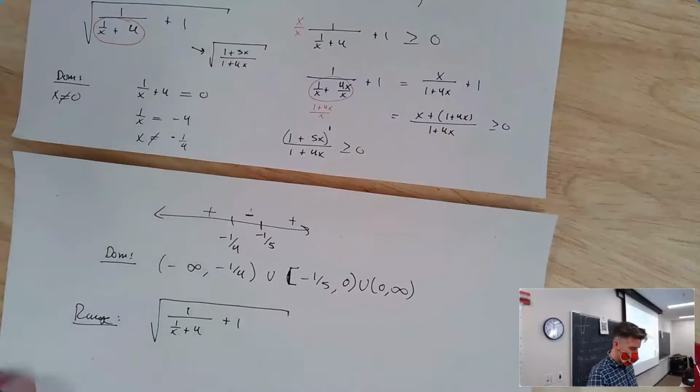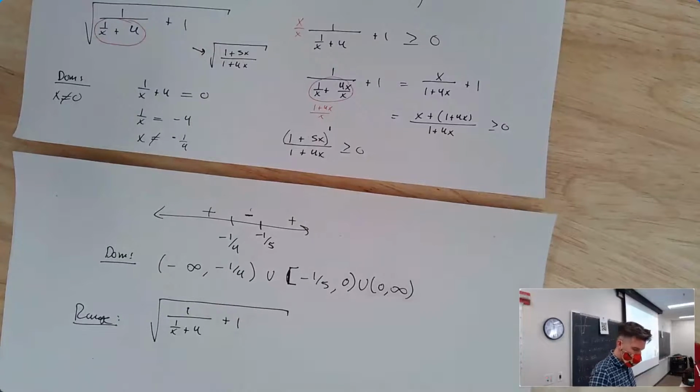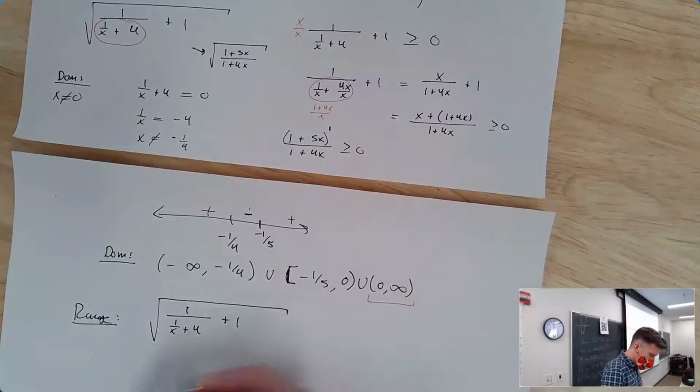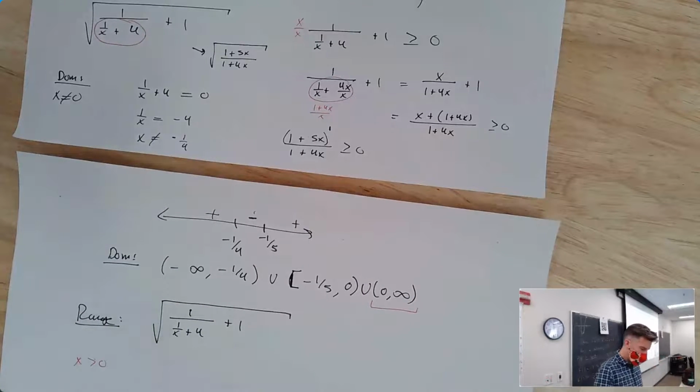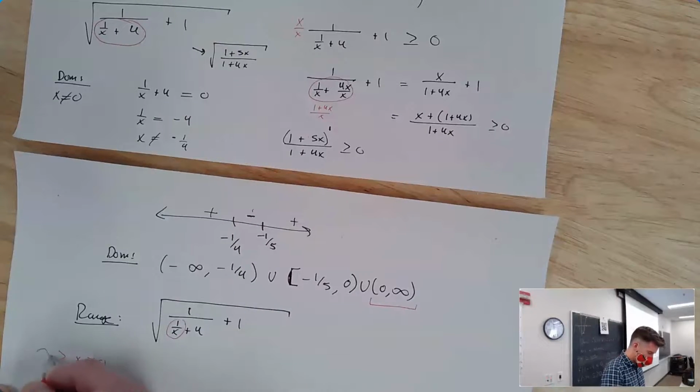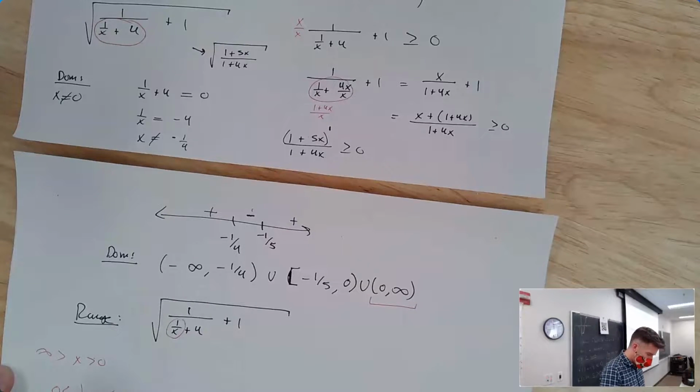I'd probably look at each of these domains separately. So let's look at this domain here first. If x is greater than 0, then what's going to happen to 1 over x? 1 over x is going to be also greater than 0, but can still get infinitely large. And then if I add 4, 1 over x plus 4 is greater than 4, still less than infinity. And then if I take the reciprocal, oh, geez.